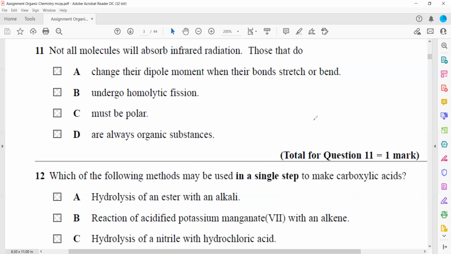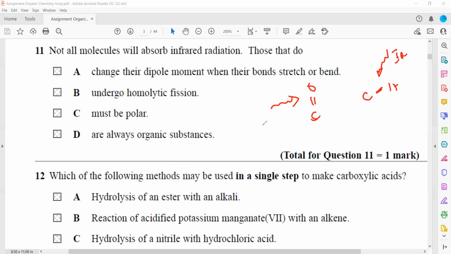if you have C double bonded with O, or you have C-H, what happens when IR radiation, or infrared radiation, is absorbed? The bond will stretch, or the molecule might rotate or bend. So the bond length changes when we expose these molecules, their bonds, to IR radiation. So it changes their dipole moment.